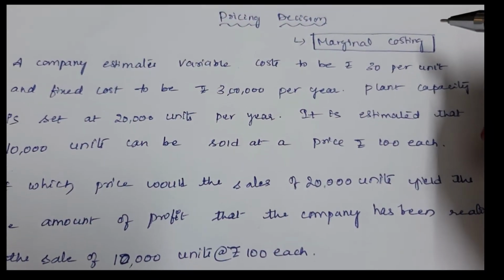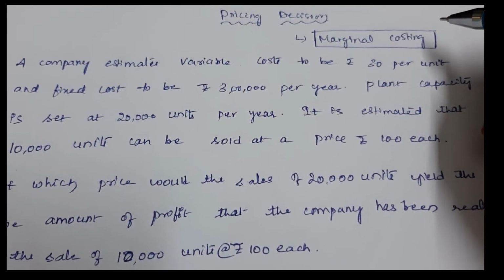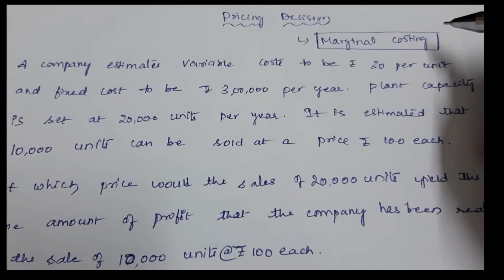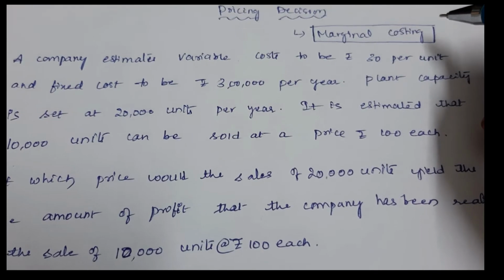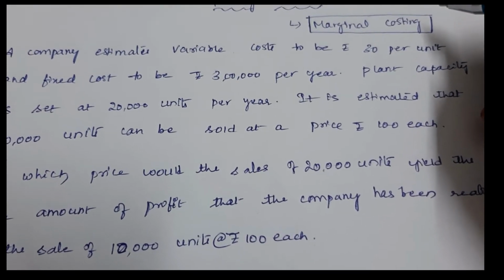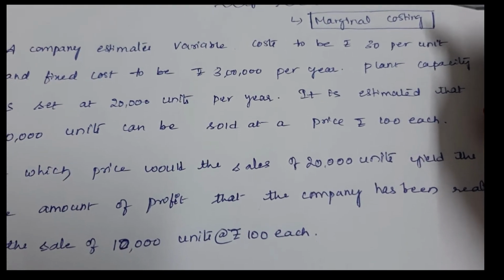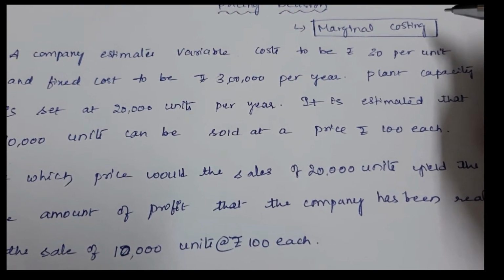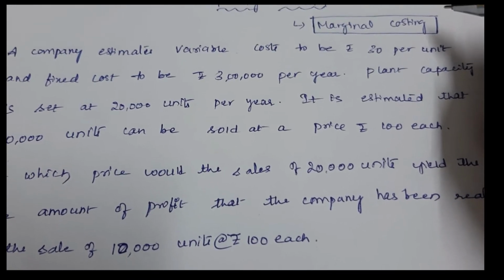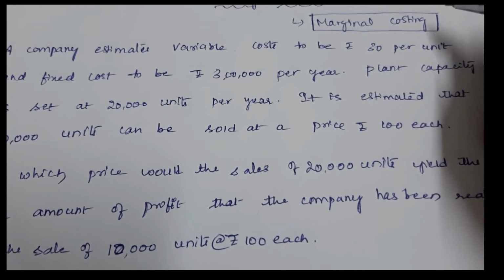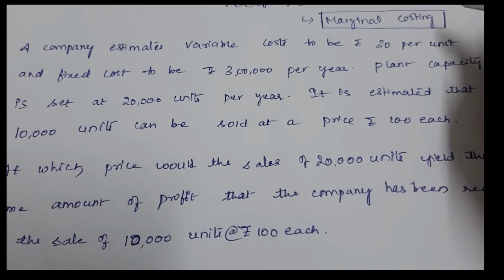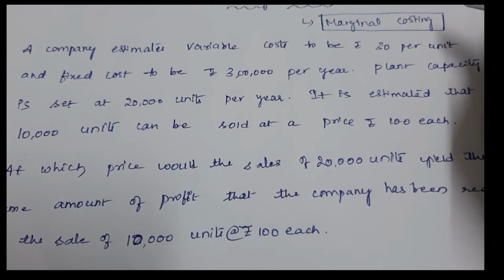Hello everyone. Today we will see the topic related to pricing decision of marginal costing. Fixation of selling price is one of the most important functions of management. Although the prices are determined by market conditions such as demand and supply factors and other economic factors, the marginal costing technique assists in fixation of selling price for the managers. We will see one model sum on pricing decisions now.